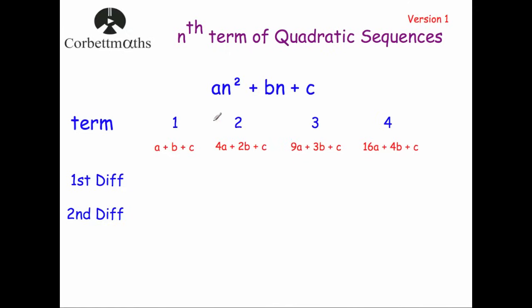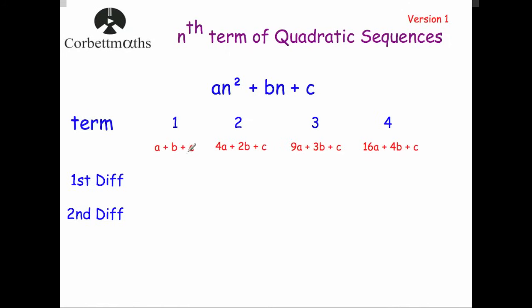Okay, so what I've done is I've started off with the general form of a quadratic sequence, so an squared plus bn plus c. That's the format the nth term of a quadratic sequence takes. Now the first term is when n is equal to 1. So if n is equal to 1, you'd get 1 squared, which is 1, times a, which is a, b times 1, which is b, and then plus c. So the first term would be a plus b plus c. The second term, if you put 2 in, you'd get 2 squared, which is 4a, plus 2 times b, which would be 2b, plus c, and so on. If you were to just put in 1, 2, 3, 4 into an squared plus bn plus c, this is what you would get.